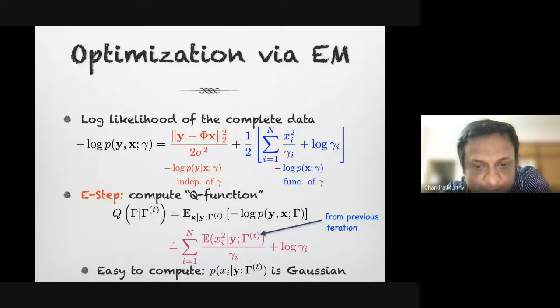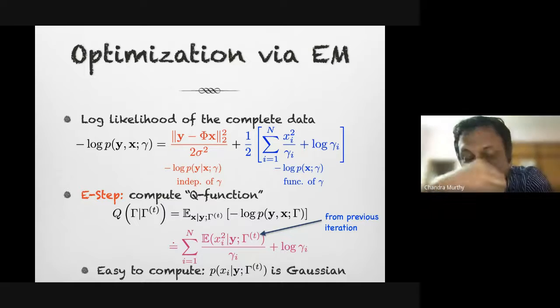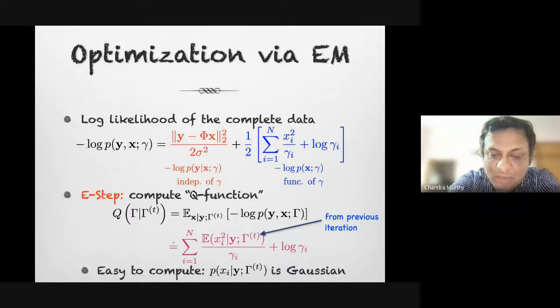Okay, and now once you found this Q function, the M step maximizes this Q function with respect to these gamma_i's. Now, when I look at this Q of gamma given gamma of t as a function of gamma_i, notice that each gamma_i appears in only one term of the summation, and it is of the form some constant over gamma_i plus log gamma_i. So maximizing that with respect to gamma_i is super easy. You simply differentiate it with respect to gamma_i and set it equal to 0 and solve, and you will get a closed form solution.